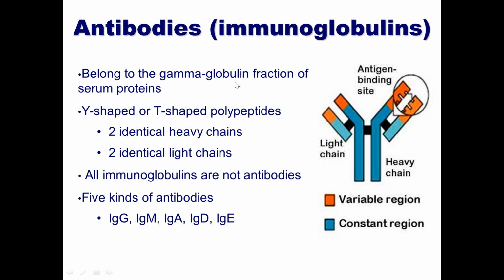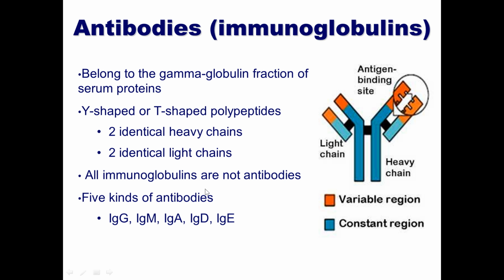Now, the antibody produced from the B cells, what type is it? It belongs to the gamma globulin fraction. Antibodies are also known as immunoglobulins. It is a Y-shaped polypeptide with two identical heavy chains and two identical light chains. This is a heavy chain and this is a light chain, and this is the Fab region where the antigen binds, known as the paratope. Clear?